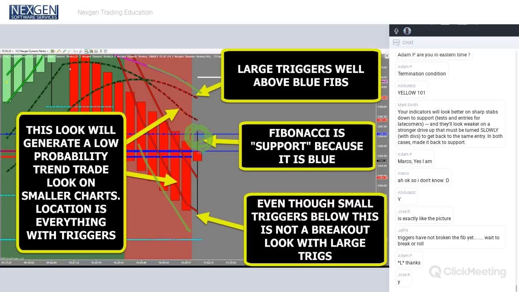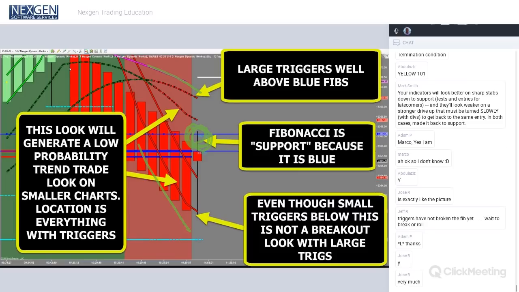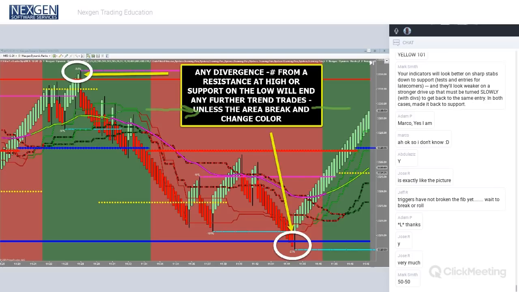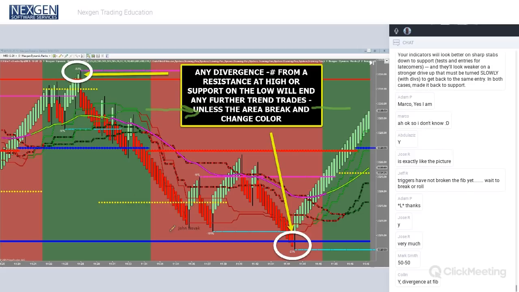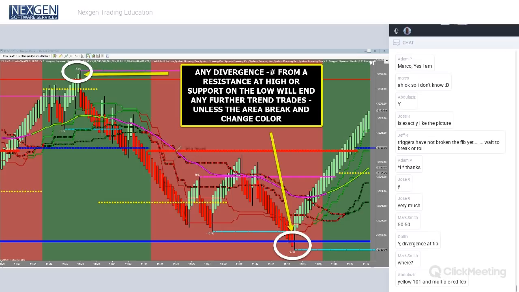Because when you see two, three, four of them in a row, or two, three, four of them at the same spot. Here, let me find this picture. What's the condition, guys? No, it's not a 50-50. Read my picture right here. Any divergence from a fib, especially when the triggers aren't going to break, until the fib changes colors, right?